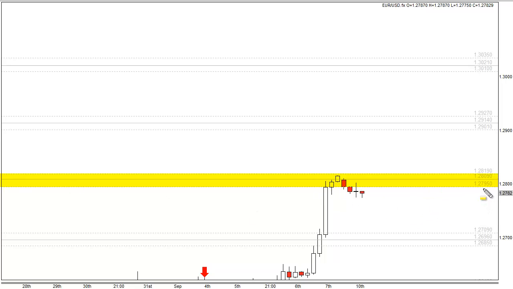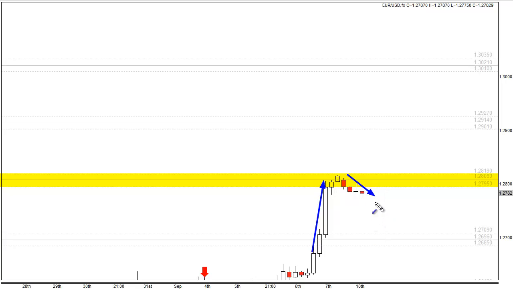This resistance area spans between the 1.2800 through to the 1.2820. It is pretty strong. It does have a nice history. Obviously last week price came up here and it just stopped dead in its tracks there, and this week it's bouncing away from this level. So this is quite a strong level.